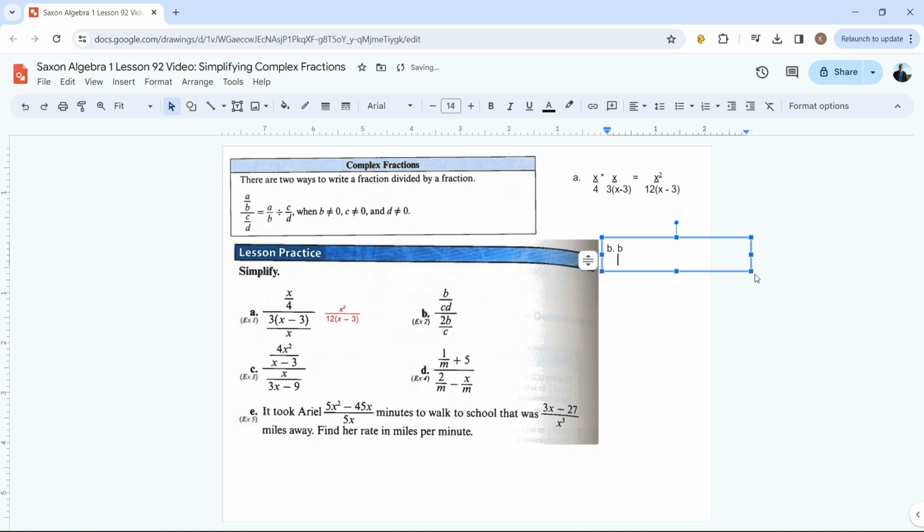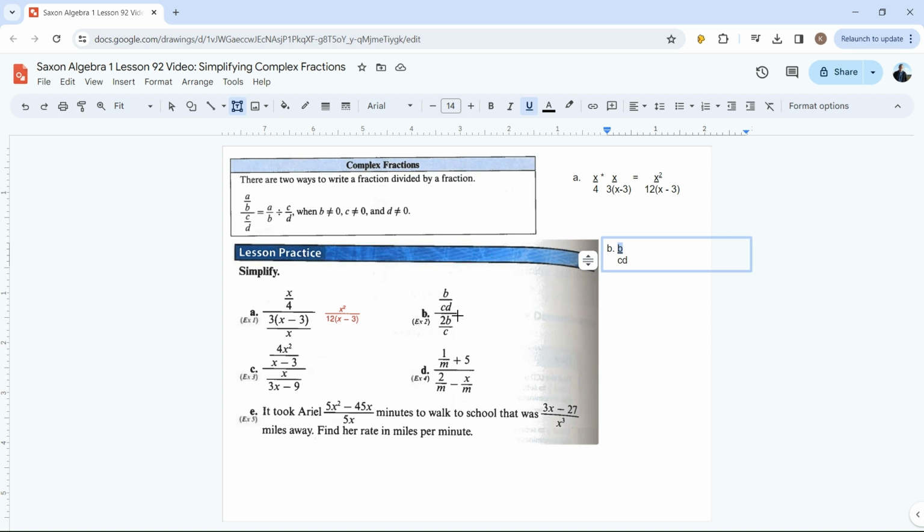B over CD times 2b over c. Okay? Times 2b over c. Now, hold on a second. I would prefer to just be able to write this as a keep, change, flip. How is it that we can get rid of this denominator in this fraction? Is there anything we could do to get rid of the denominator in this big fraction, the entire complex fraction?